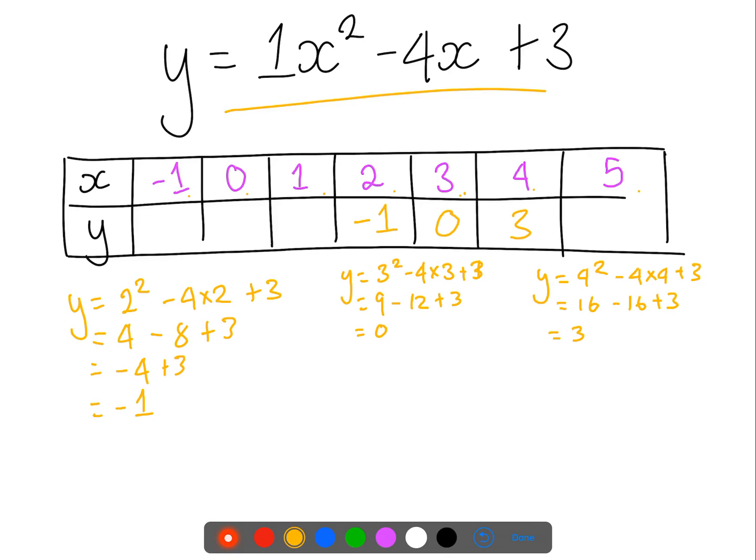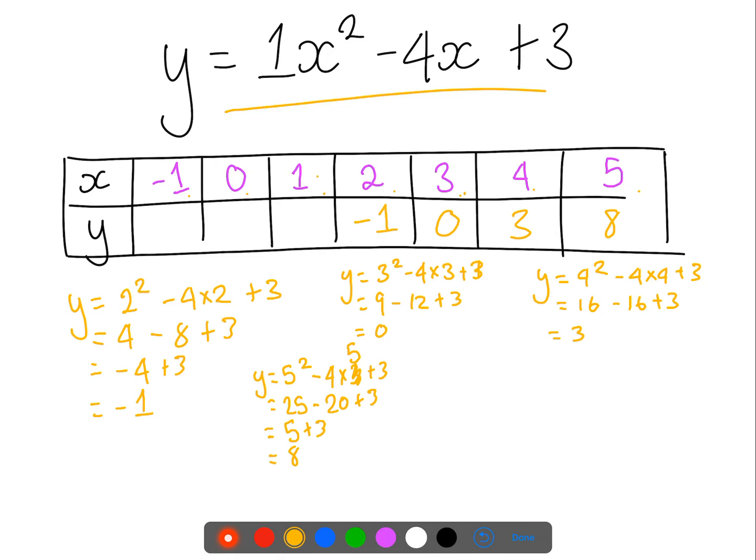And then the 5, y equals 5 squared, take 4 times 5 plus 3. 5 times 5 is 25. Oh, sorry, that's meant to be a 5, sorry. 4 times 5 is 20 plus 3. 25 take 20 is 5 plus 3. 5 plus 3 is 8. All right, now we go back the other way.